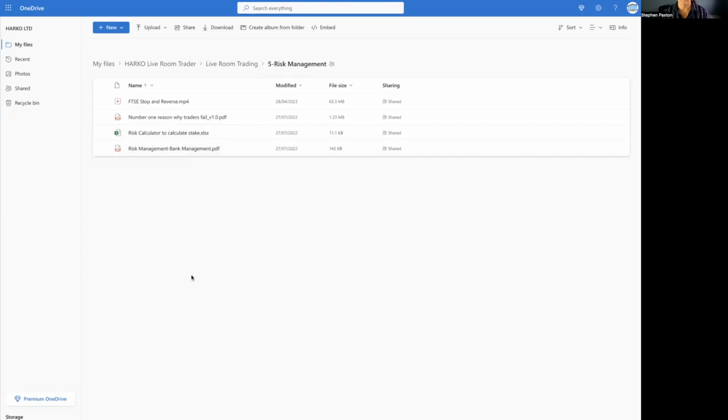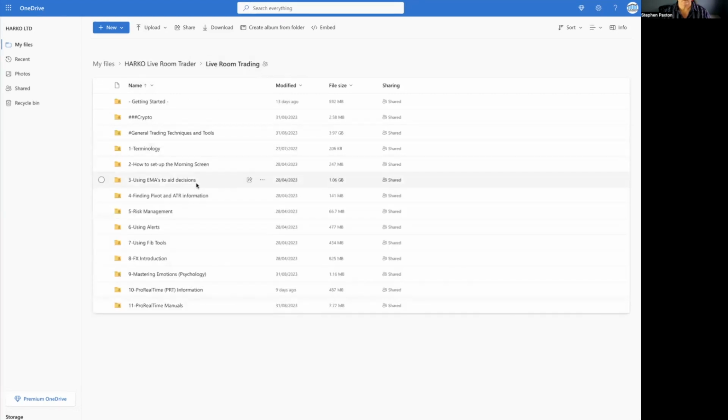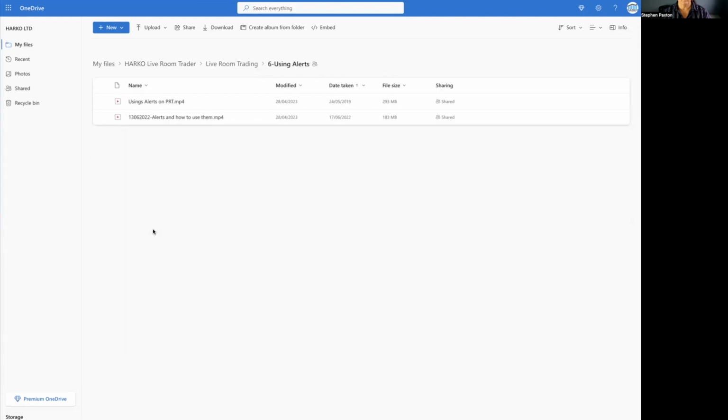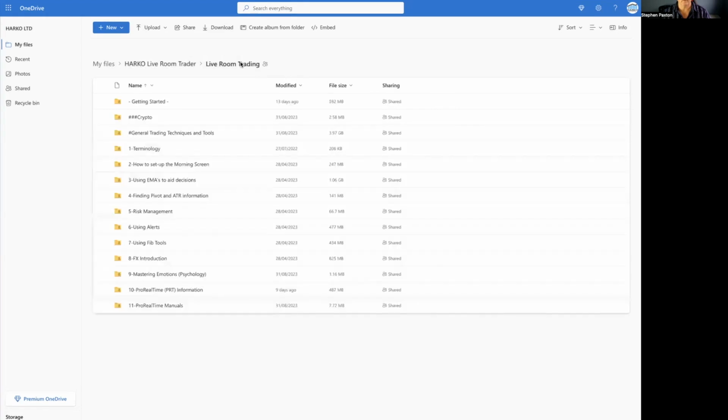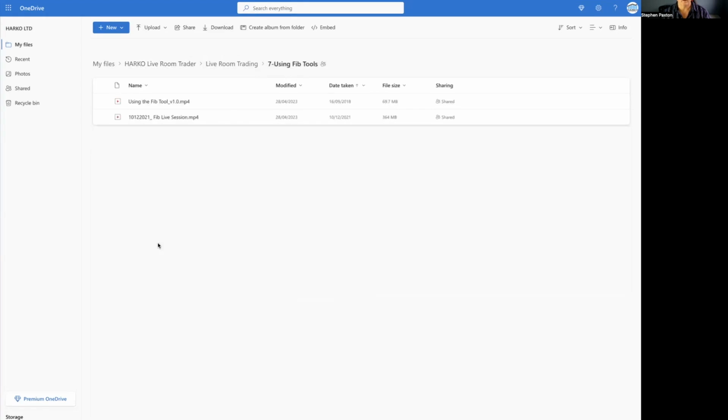A risk calculator to make sure you get your stake correctly. And risk management, all about your bank and making sure you never blow your bank account up by using that process. Further down, we've got using alerts, help you use alerts and triggers all in IG and in PRT. Fibonacci, a little session on Fibonacci tools, how to use them, and live sessions doing those as well, all recorded.